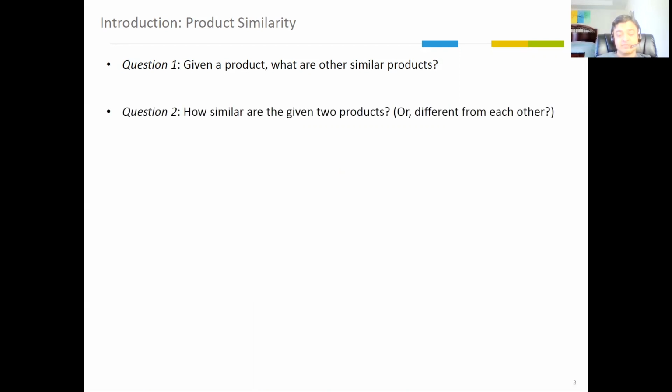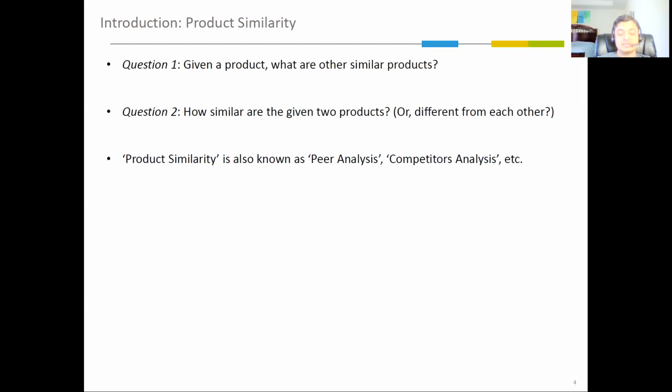The same question, but asked differently. If you have two different products, can you quantify the similarity between these two products? How similar are these two given products to each other? Or on the other hand, how different are these two products from each other? These are the two very related questions that I'm interested in here.